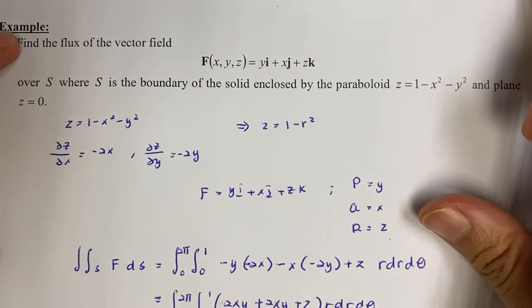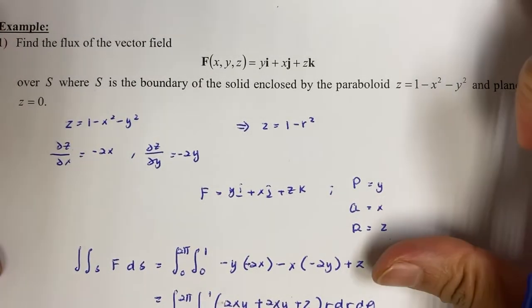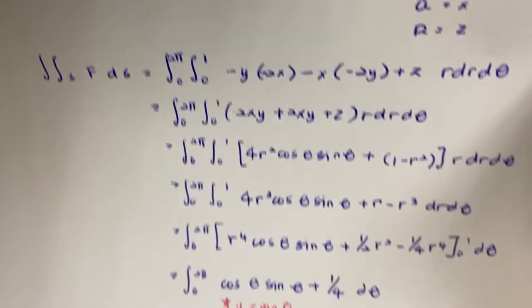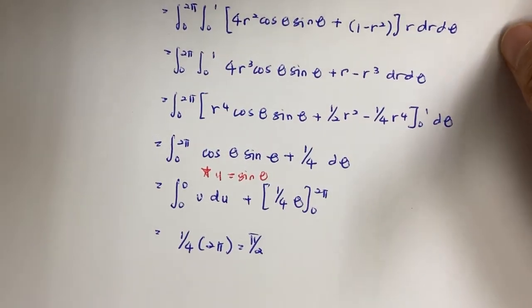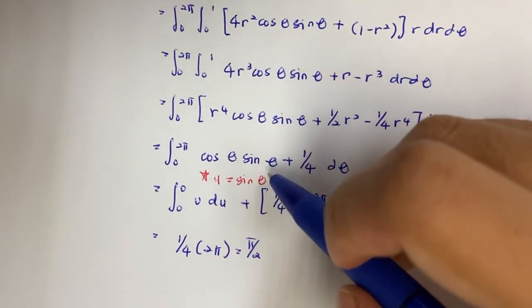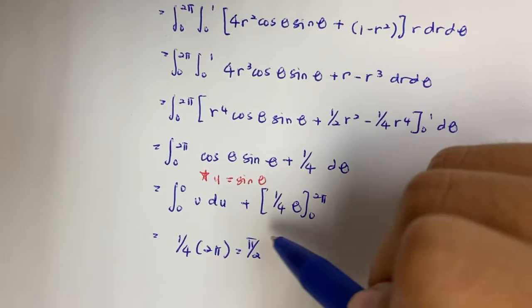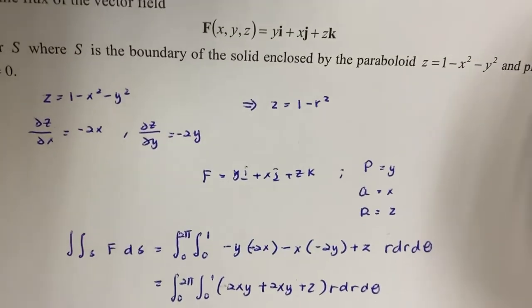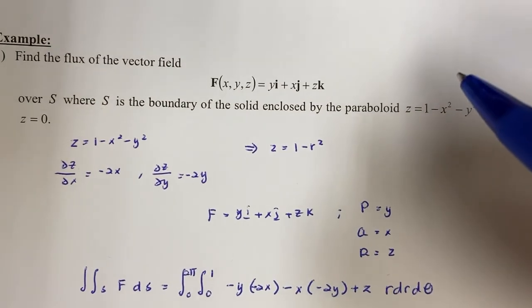When you've done with the double integration, check the answer. The answer is equal to pi over 2. Use the substitution here, u equal to sine theta, so you have 0 here, and the last answer is pi over 2. That is the surface integral for this example.